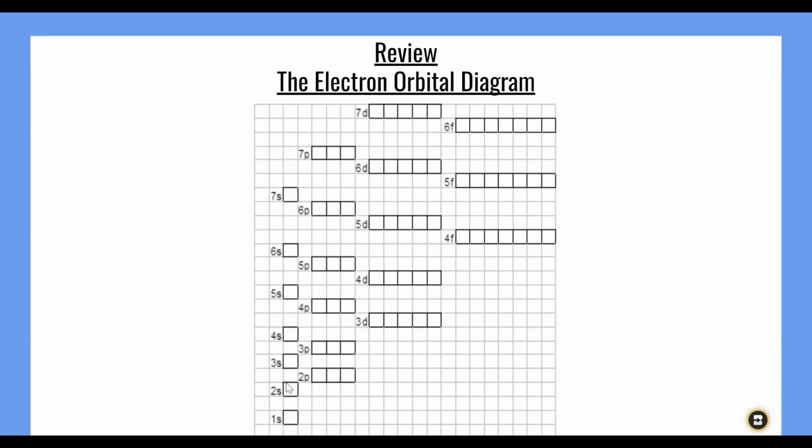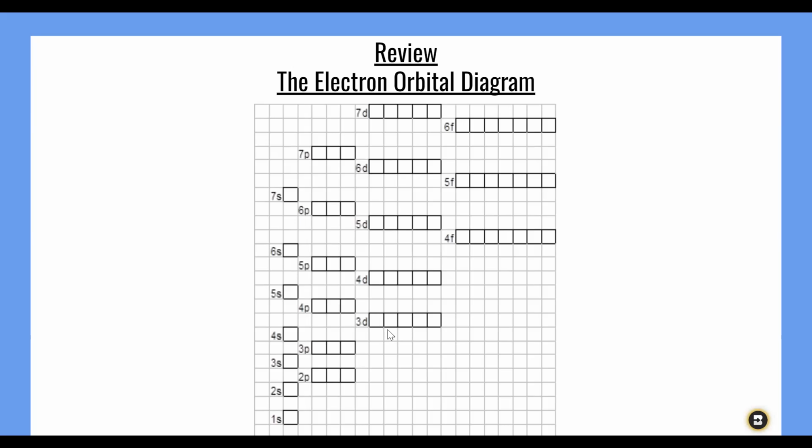Remember, there are 7 energy levels. So look at this. There are a maximum of 2 electrons in the s orbital. It starts from 1s up to 7s. Now the p orbital starts from 2p, 3p, 4p, 5p, 6p, 7p, and you can have a maximum of 6 electrons in each p orbital.